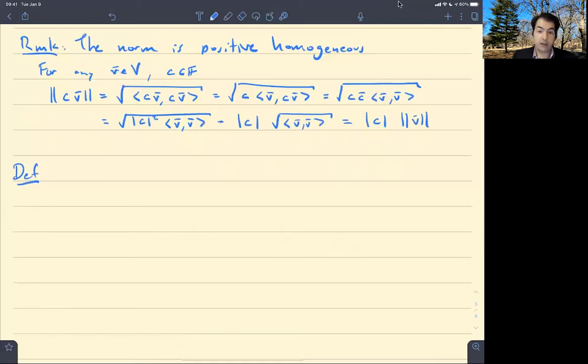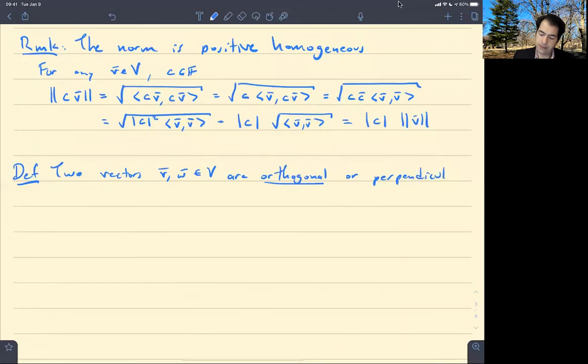Just like when we have the dot product, we can use an inner product to talk about when vectors are orthogonal to each other. So we'll say the two vectors v and w are orthogonal or perpendicular, which we'll often abbreviate by putting this perp sign between them, if the inner product of v and w is equal to 0.